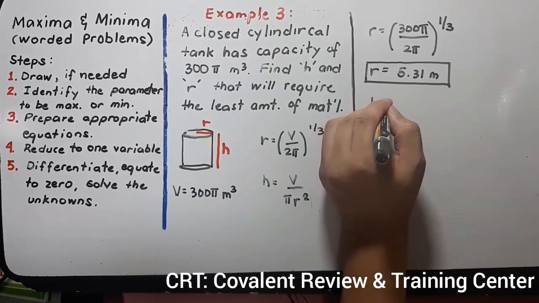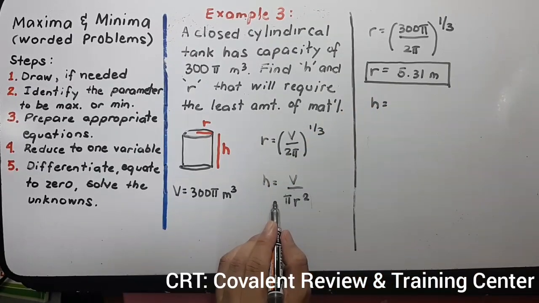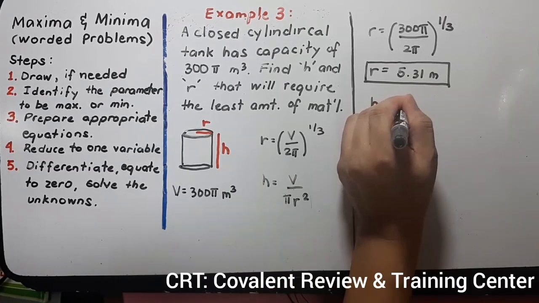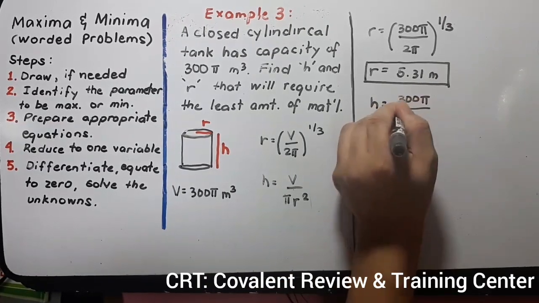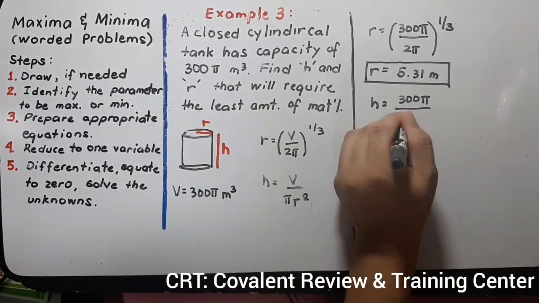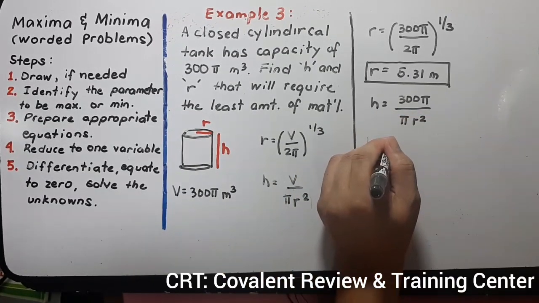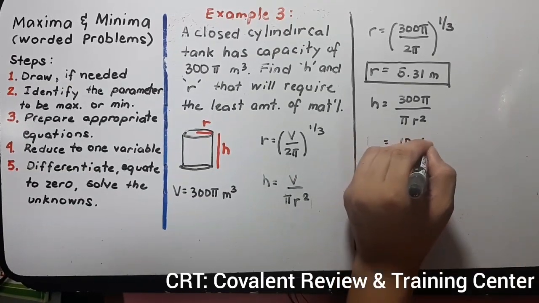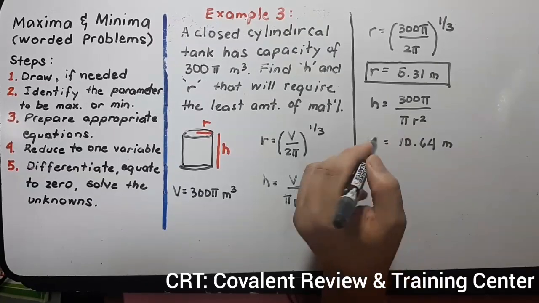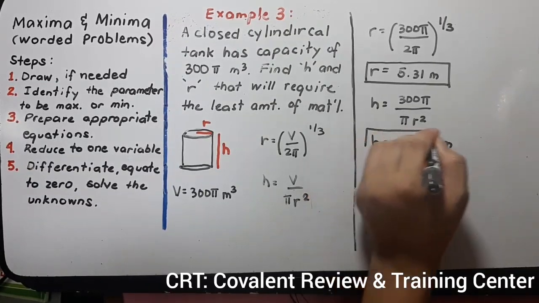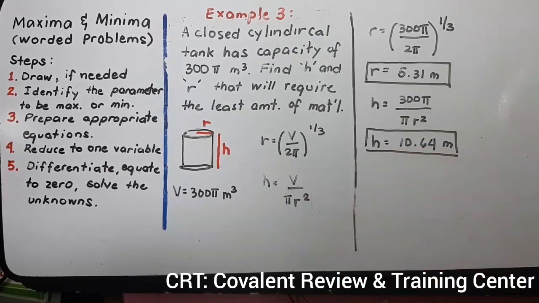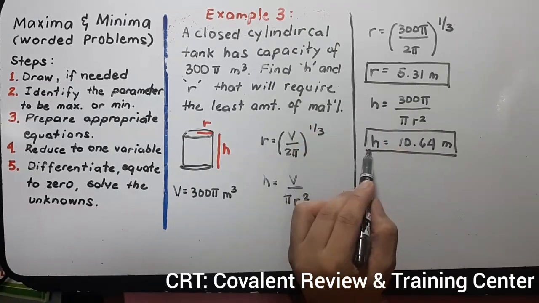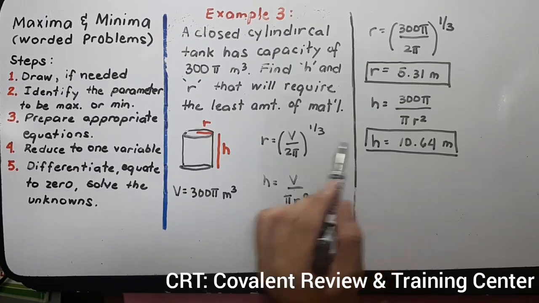To solve for h, we will use this equation. So v over pi r squared. V is 300 pi, then over pi r squared. And this is equivalent to 10.64 meters. So this is our h here. So this is our r, 5.31 meters, and h, 10.64 meters for this problem.